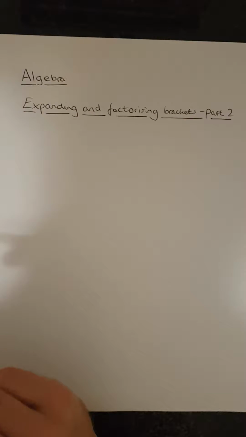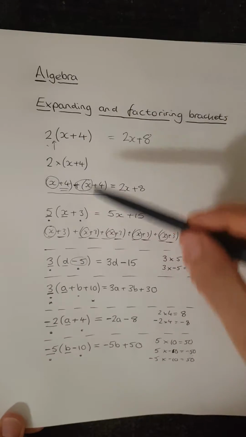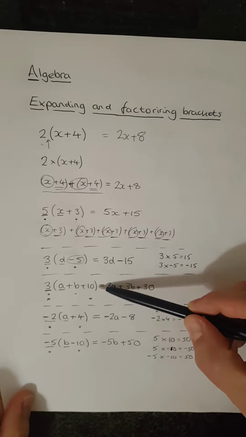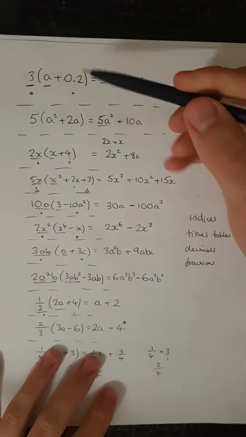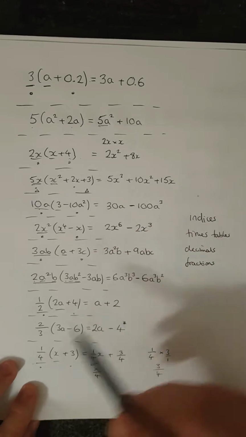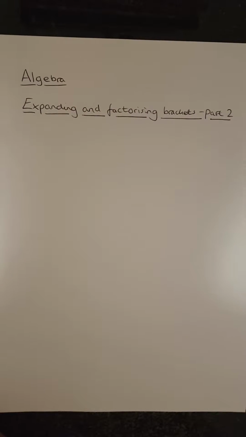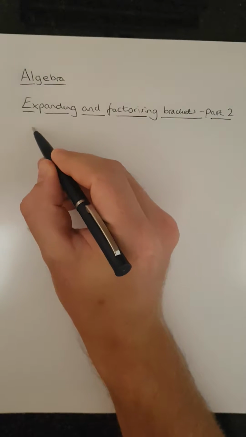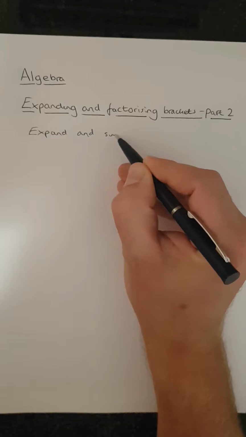In part one of this video, we looked at expanding brackets. What we dealt with was a range of situations where we were expanding different things, tackling indices, tackling fractions, decimals, and negatives. In part two, we're going to look at what happens when you get something like this. Expand and simplify.